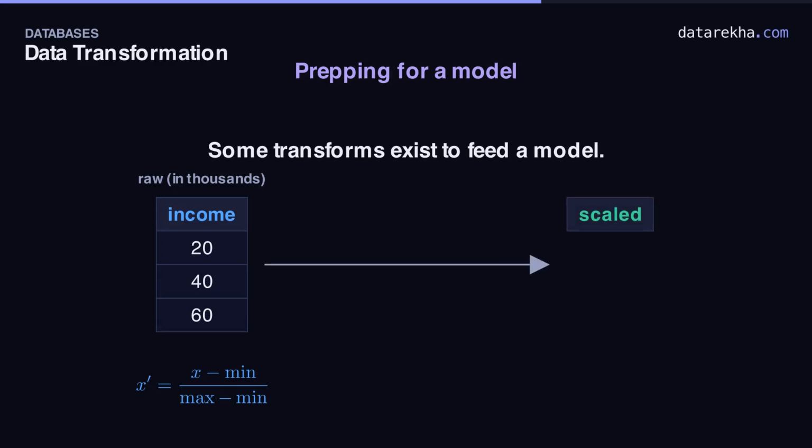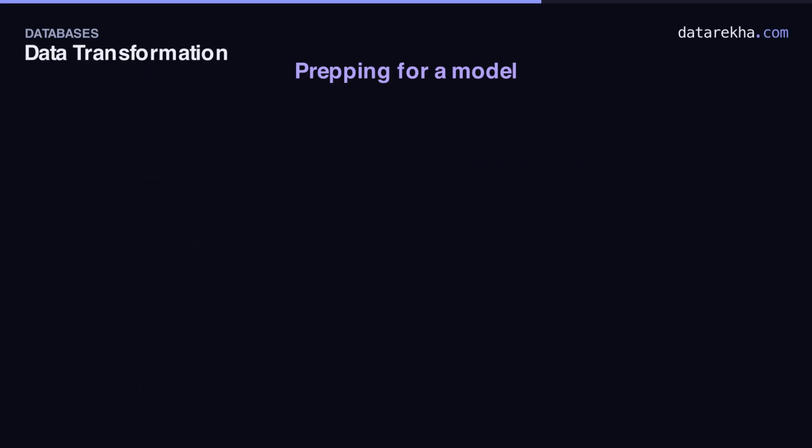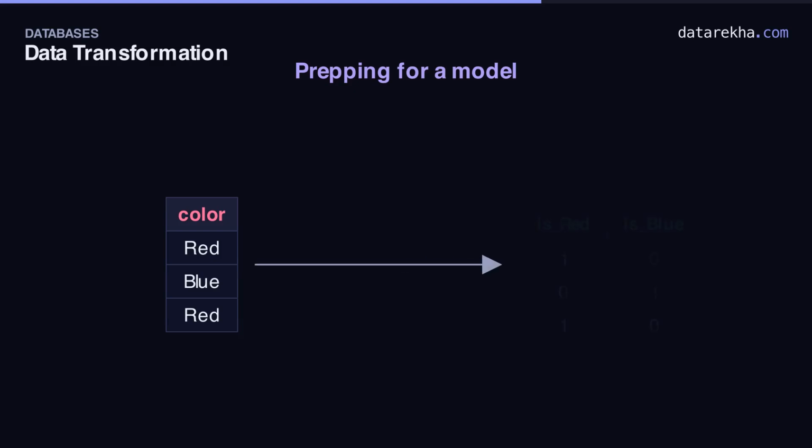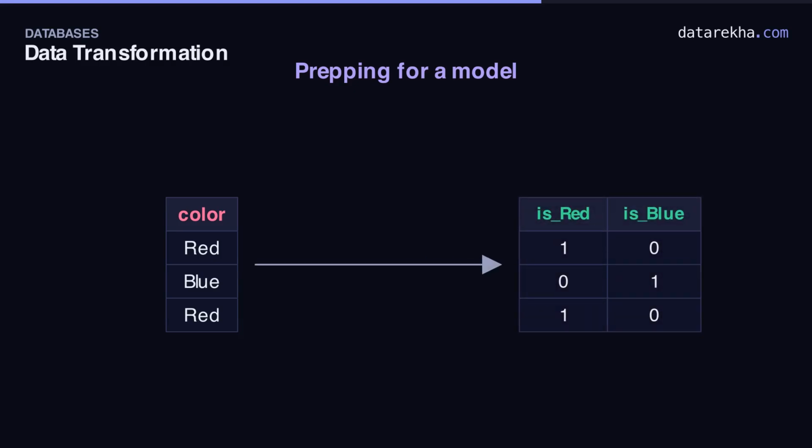Min is 20, max is 60, so the range is 40. 20 maps to 0, 60 maps to 1, and 40, right in the middle, maps to 0.5. Same information, now on a tidy 0 to 1 scale. Second, encoding categoricals. A model can't multiply the word red. So one-hot encoding turns one category column into a column per category, holding a 1 or a 0. Red becomes 1 0, blue becomes 0 1.